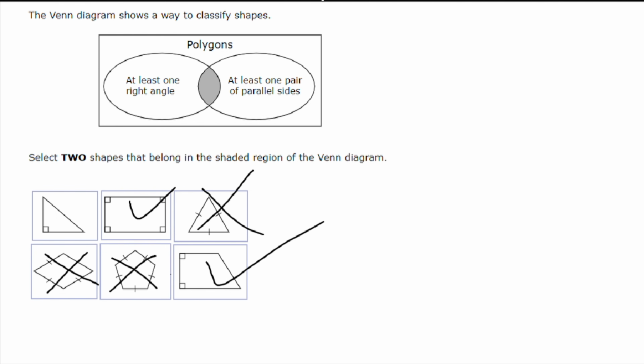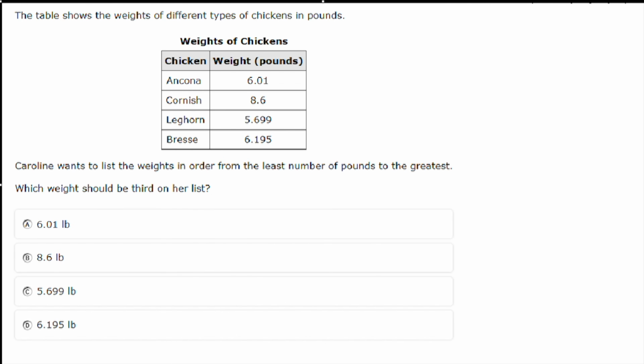Notice all the lines touch each other. This one touches this one. This one touches the side. So none of those work, right? So that means the 2 shapes that belong in the shaded region of the Venn diagram are the rectangle and the trapezoid. All right, on to question number 5.